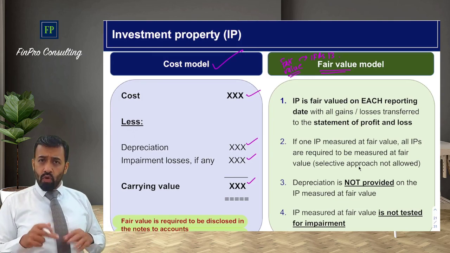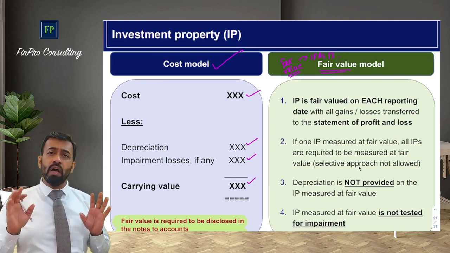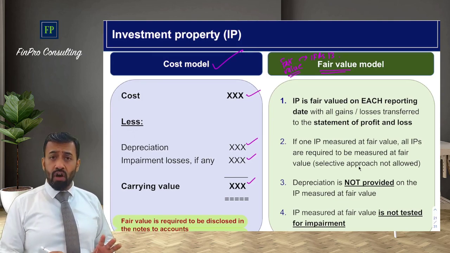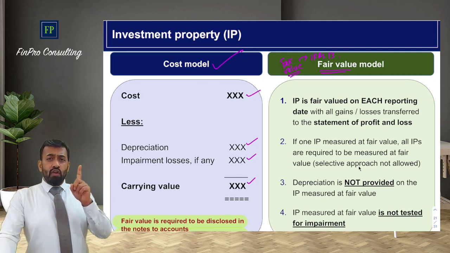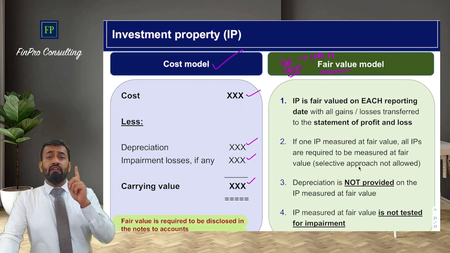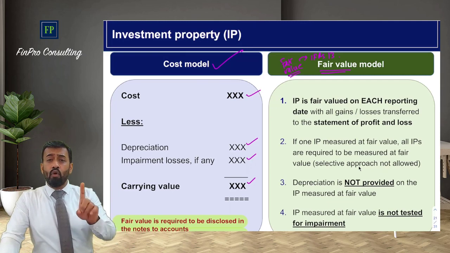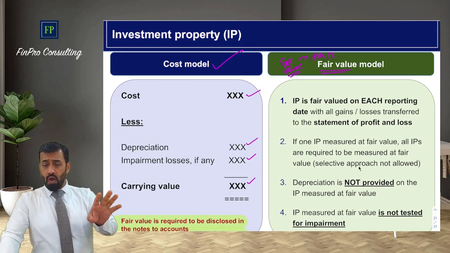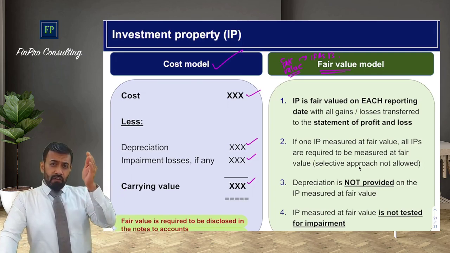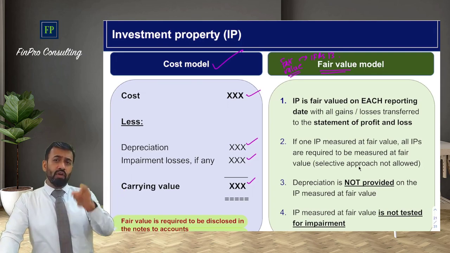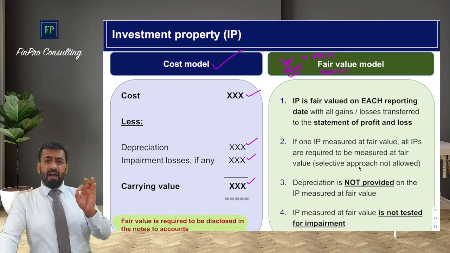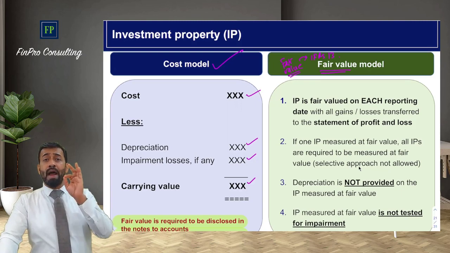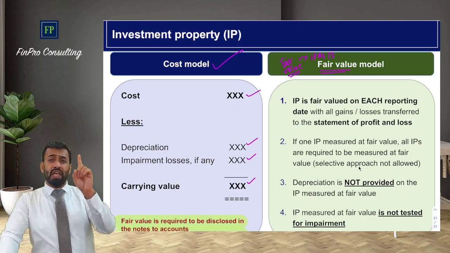Let's focus on what the fair value model is and how it is different from the revaluation model. First of all, the fair value model requires you to calculate fair value on each reporting date. It is not done on a regular interval basis. Even if it is quarterly reporting, then you'll have to get the fair value on a quarterly basis. So the fair value model mandates you to calculate the fair value on each reporting date.